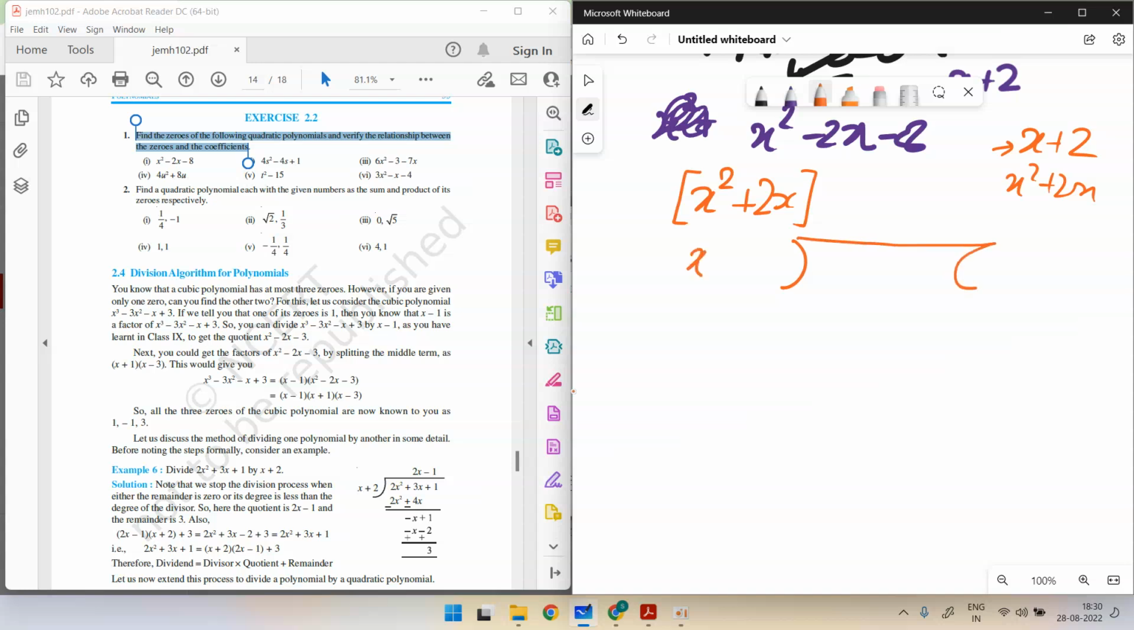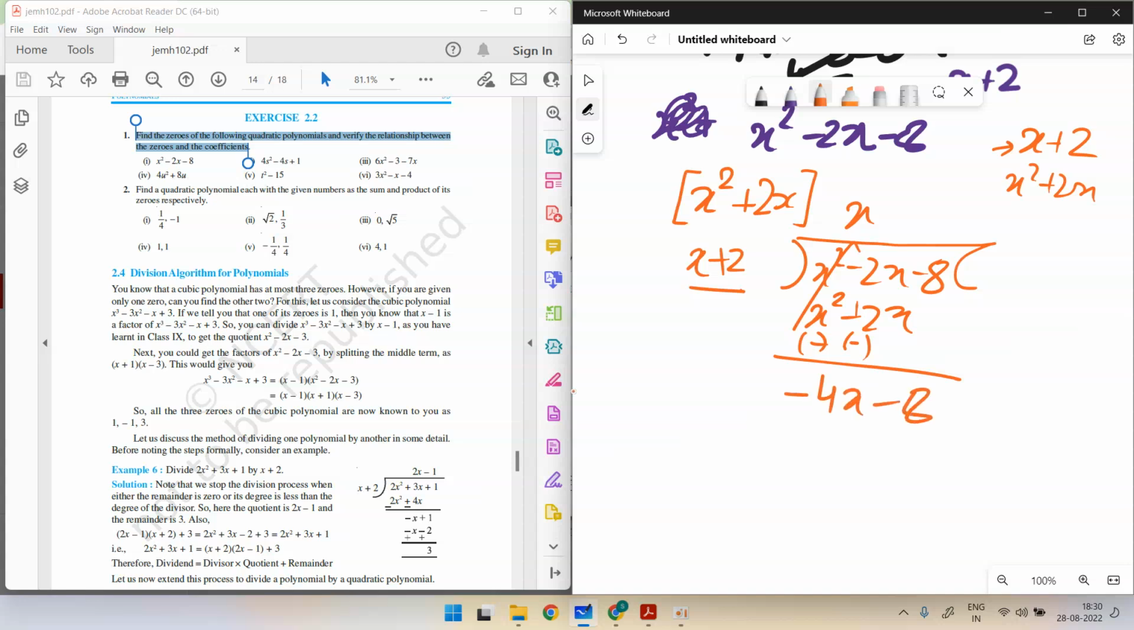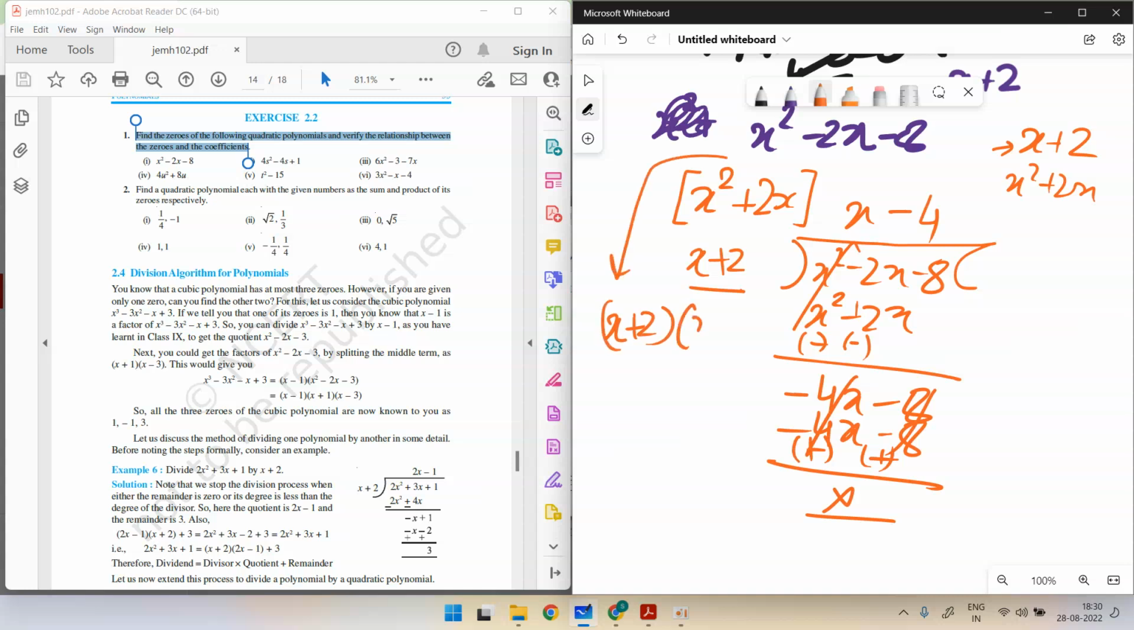If you divide x square minus 2x minus 8 by x plus 2, this is x square plus 2x. Subtract this, then this will get cancelled, and this will be minus 4x minus 8. Its factor is minus 4, so this will be minus 4x minus 8. Subtracting, this will become plus, this will cancel, and here it will become 0. This expression can be written as x plus 2 into x minus 4. From here the zeros will be x equal to minus 2 and plus 4.